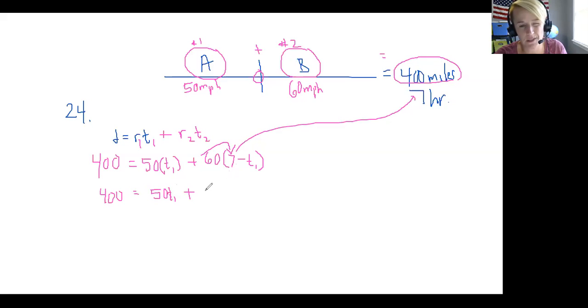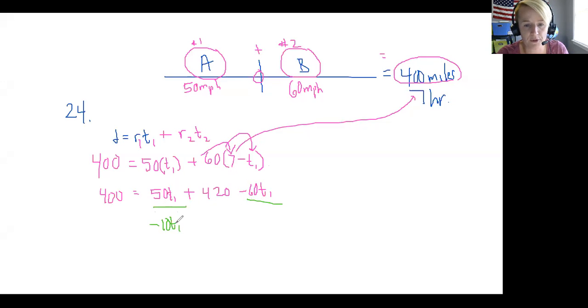And 60 times 7 is 420. And then 60 times a negative T sub 1 is going to be a negative 60 T1. Now I want to get my T's together, so I've got to look at my like terms here. I have a 50 T1 and a negative 60 T1. So I probably want to move some things around here. I probably want to try to move them both to this opposite side. Let's see if I can get them together here. If I combine them, I'm going to end up with a negative 10 T1.